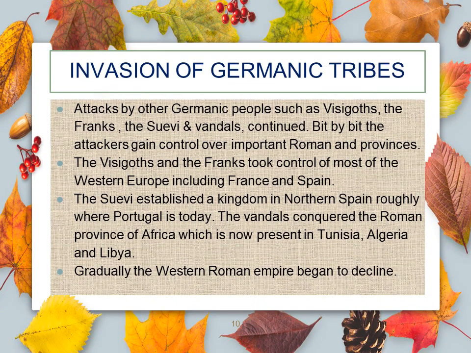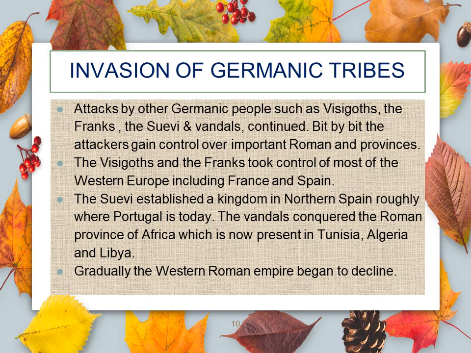Then, besides the Goths and the Huns, we had other Germanic tribes. So, attacks by other Germanic peoples, such as the Visigoths, the Franks, the Sueves, and the Vandals. It continued bit by bit. These attackers slowly and steadily took each piece of the land, and slowly and steadily it went under their control. So, in this manner, the disintegration of the Roman Empire took place.